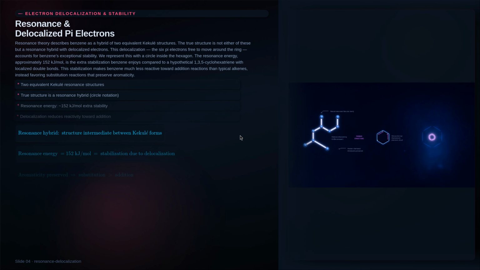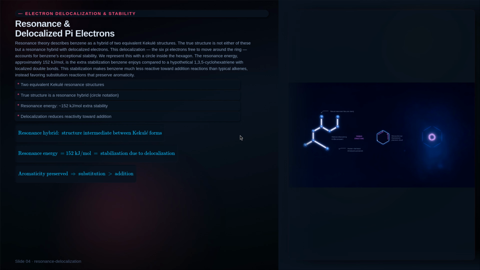Resonance theory describes benzene as a hybrid of 2 equivalent Kekulé structures. The true structure is not either of these, but a resonance hybrid with delocalized electrons. This delocalization, the 6 pi electrons free to move around the ring, accounts for benzene's exceptional stability. We represent this with a circle inside the hexagon.